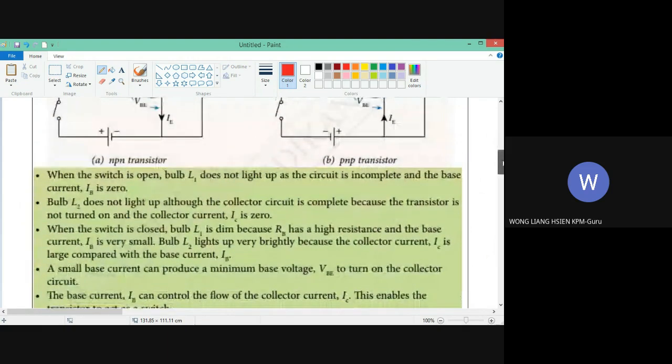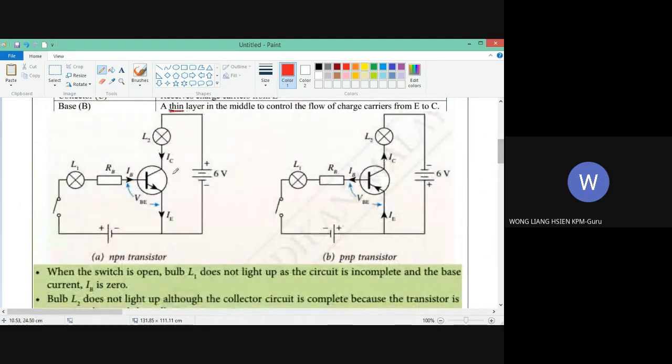Okay, when the switch is open, that means off. Bulb L1 does not light up as the circuit is incomplete, because the base current is 0. See here, this one is off. So that means there is no potential difference. The potential difference, or the voltage, between the base and the emitter is 0. So the voltage here is 0.